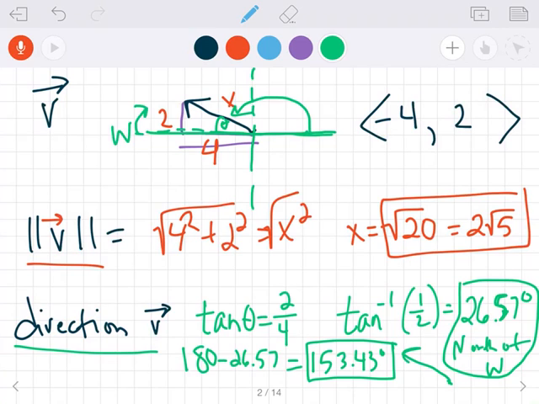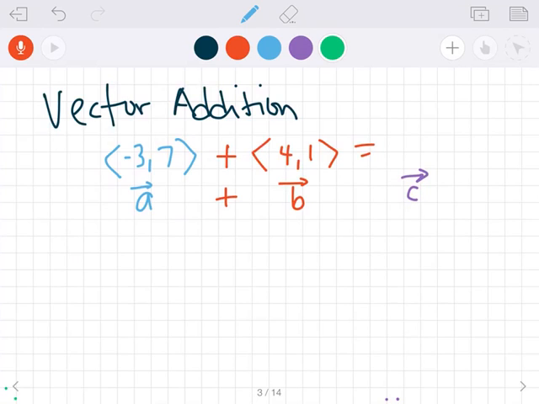Okay, one more thing that we're going to talk about in this video, and that's vector addition. So we have 2 vectors here being added together. Vector A, which is -3, 7. So if I draw that out, I would go back 3 and up 7. Did I count that right? 1, 2, 3, 7. Okay.